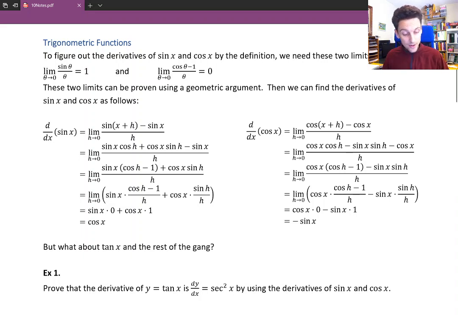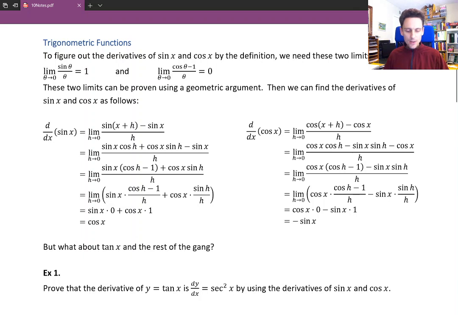Then you can factor out a cosine x from the first and the last term, and that'll give you the cosine h minus 1 that you can put over h. And then you have this sine h that you can put over h as well, very similar to the derivative of sine x. The cosine h minus 1 over h goes to 0, and the sine h over h goes to 1 as h approaches 0. And you get cosine x times 0 minus sine x times 1, which is negative sine x. So the derivative of cosine x is negative sine x.